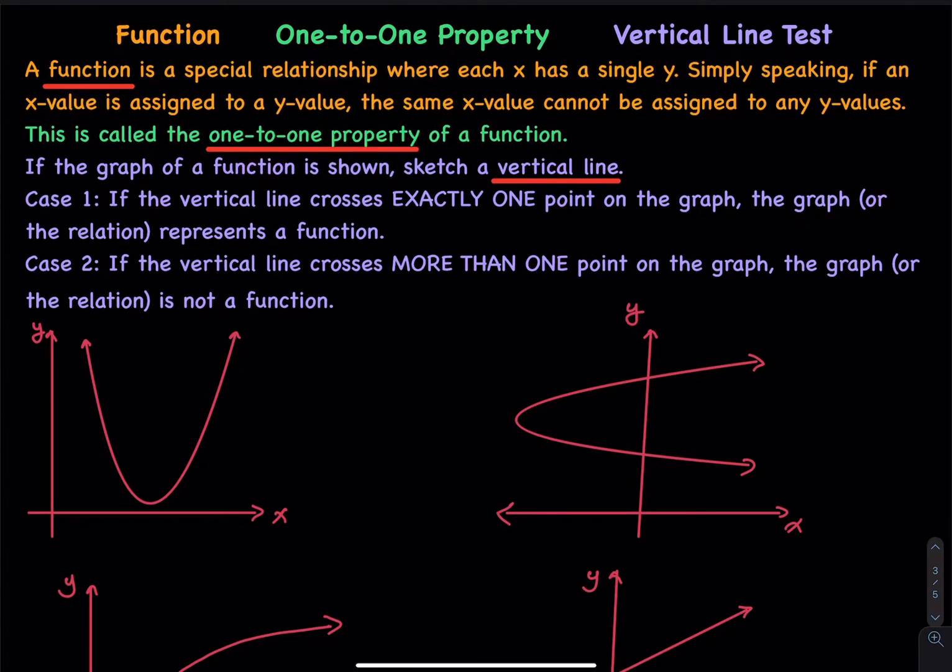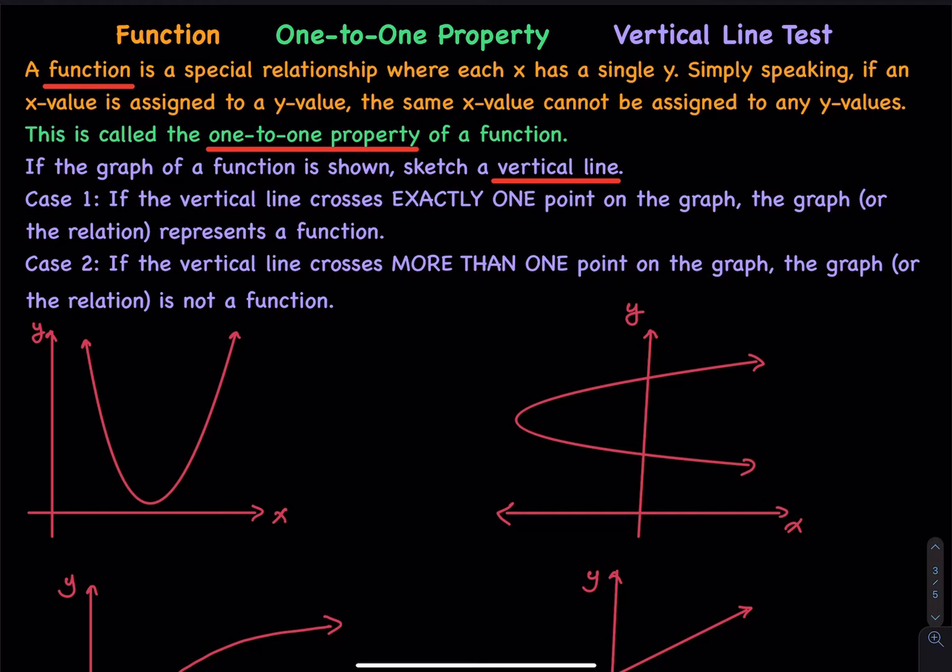Let's talk about function, one-to-one property, and vertical line test. I know there are a lot of words, but it is very easy. A function is a special relationship where each x has a single y. So simply speaking, if an x value is assigned to a y value, the same x value cannot be assigned to another y value. Just like one-time use. So if you use the x once, that x cannot be used again.